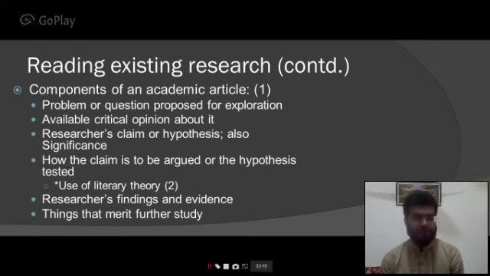So these components in simple words are, first of all, the problem or question proposed for exploration by the researcher. Every research article obviously is a sort of detailed investigation of a problem that the researcher wanted to solve. He wanted to gather ideas in order to answer this research question.